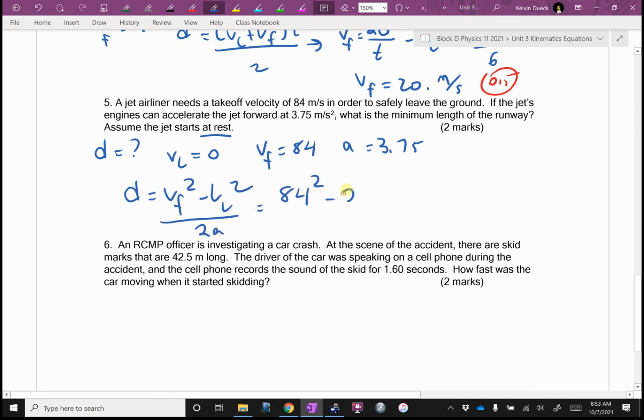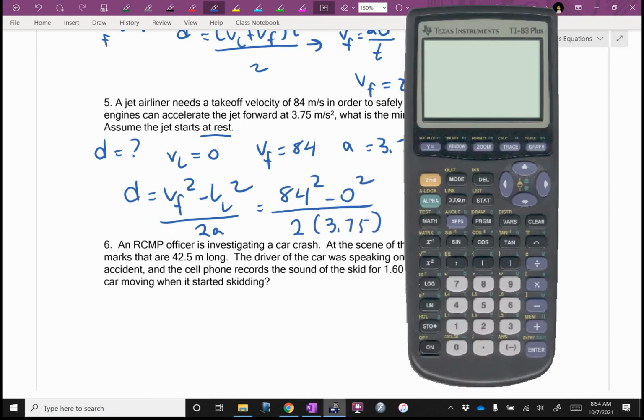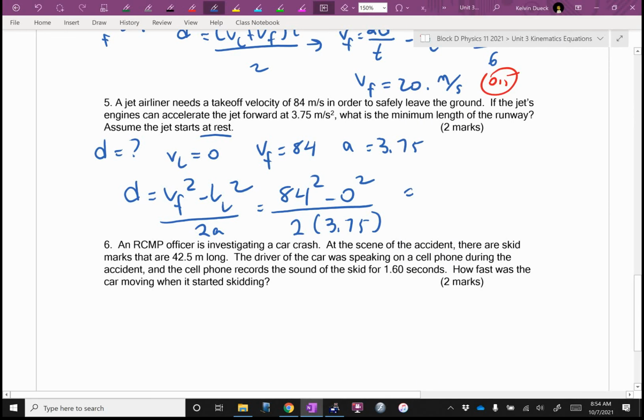84 squared minus 0 squared, probably could have ignored that, all over 2 times 3.75. Mud, did you get 941? Yep. That seems about right for a runway. Although, again, you'd probably triple that distance just for a safety margin, because this would mean the pilots would have to hit exactly at the beginning and at the end, right?